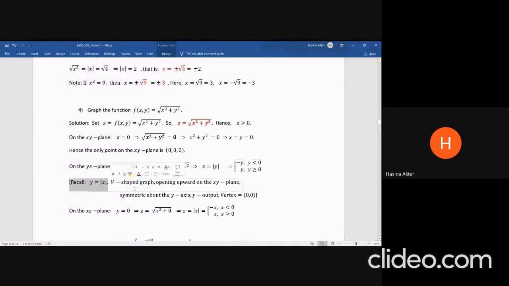This is a V-shaped graph opening upward on the xy plane, and this one is symmetric about the y-axis, where y is the output. Remember, y is the output. That means in this function, when you are in the yz plane, z is the output. So this will give us a V-shaped graph which is symmetric with respect to the z-axis, and the vertex will be at the point 0, 0, and it's opening upward.